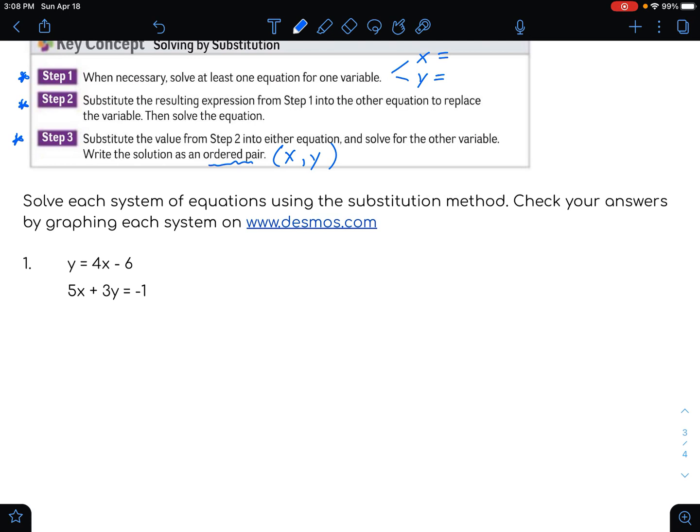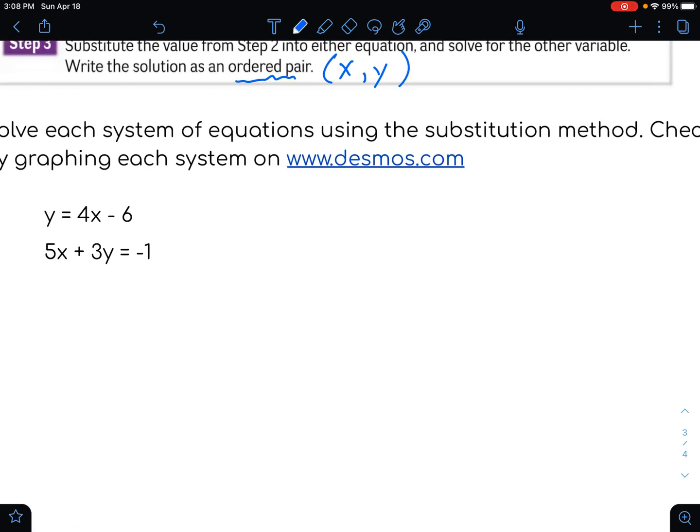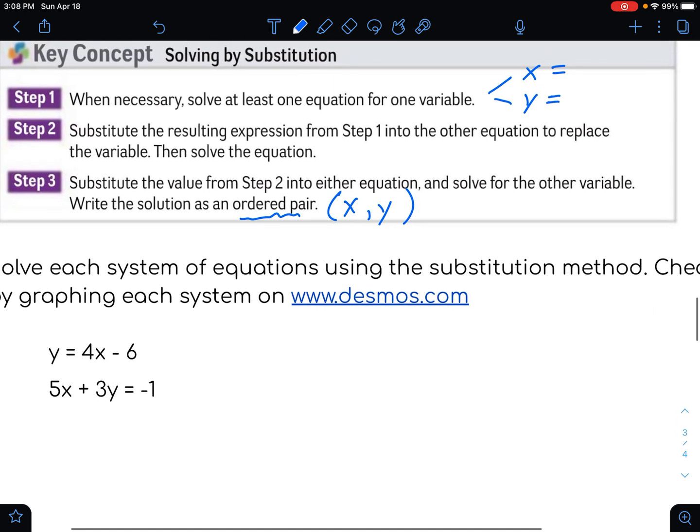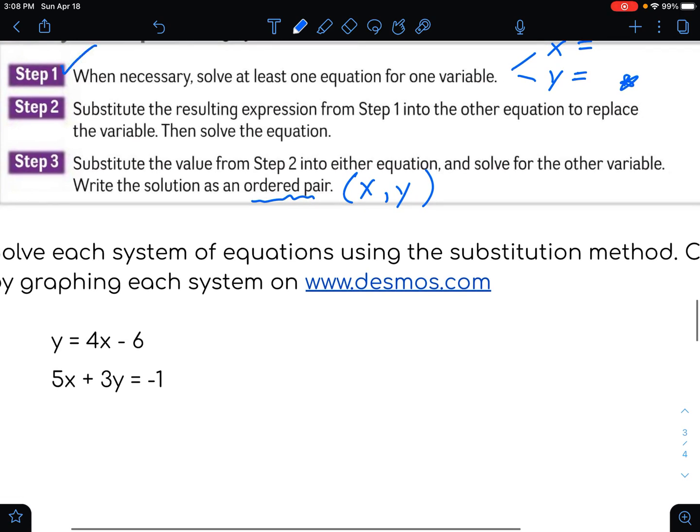So we're going to check our answers by graphing, but we're going to do the original system with the substitution method. All right, so notice our 2 linear equations that we have here. One of the equations is in y equals form. y equals 4x minus 6, so it's y equals mx plus b form, which is great because that means that step 1 is already done for us.